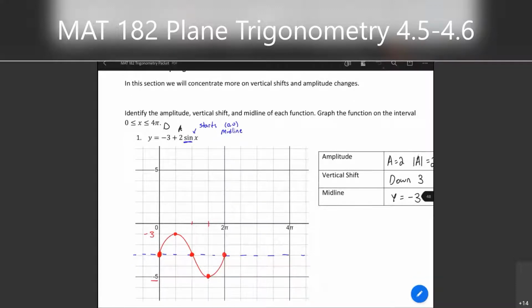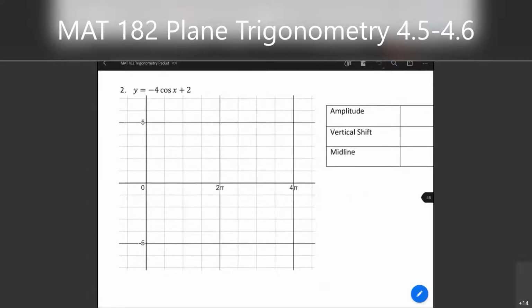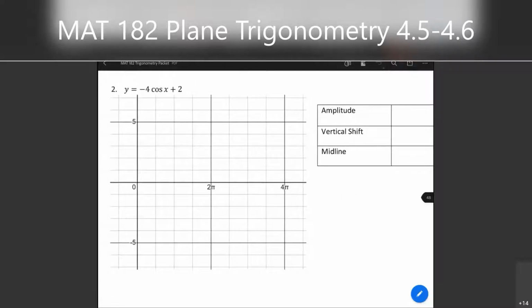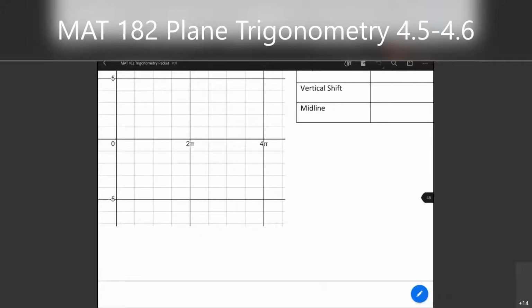So let's take a look at another one of these with a negative amplitude, just to practice these again. For this cosine function number 2, what would be our amplitude again? 4. Okay, the 4 is the amplitude, so the A value specifically is -4.